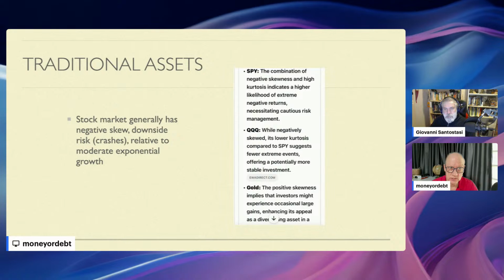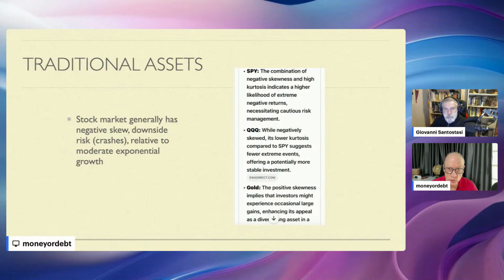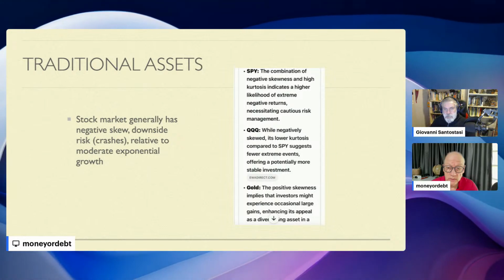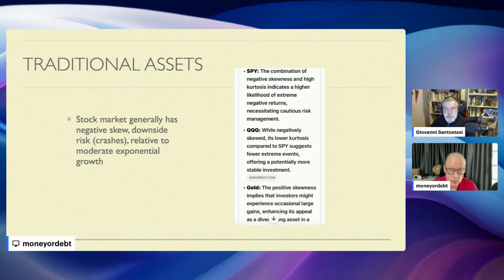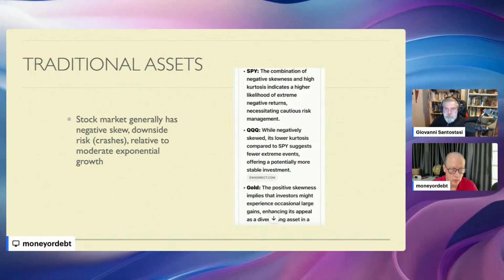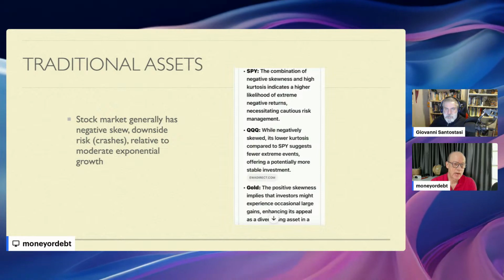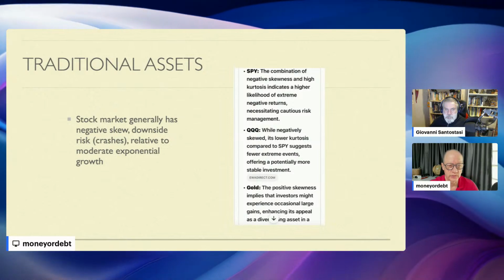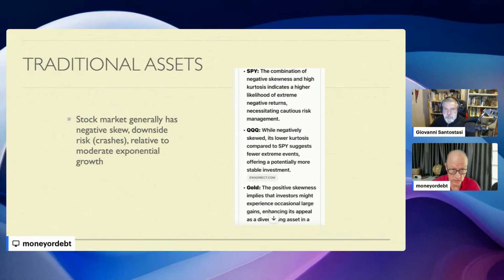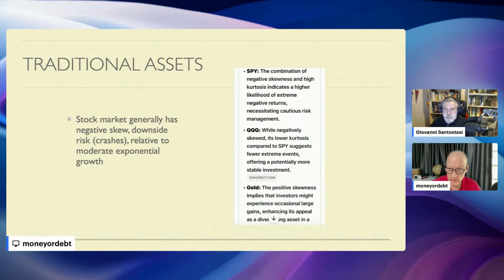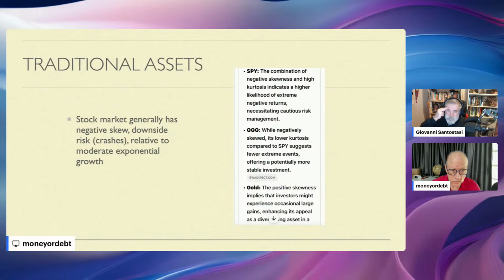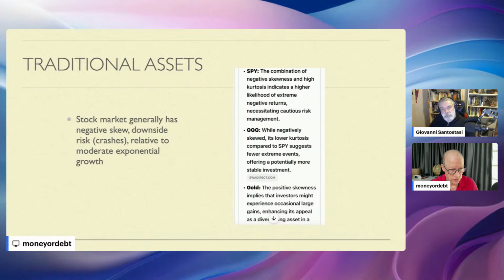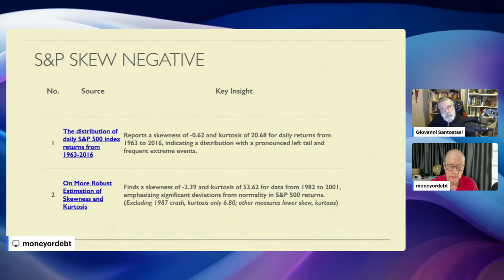So for traditional assets, stock market has negative skew, which means downside risk to crashes. It means that your left tails are bigger than your right tails. And of course, it's got long-term trend exponential growth, not power law growth. So the combination of negative skewness and high kurtosis is a higher likelihood of extreme negative returns and necessitating cautious risk management. And it's somewhat similar for NASDAQ, for the triple Qs. Gold has some positive skew, and so that's why it's often been used as an asset for hedging a portfolio.